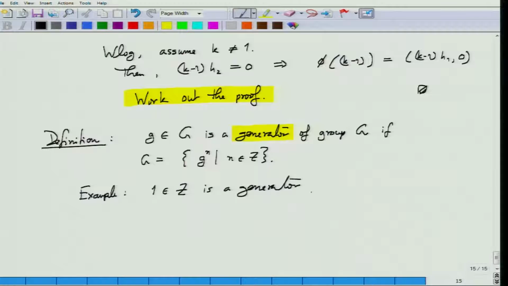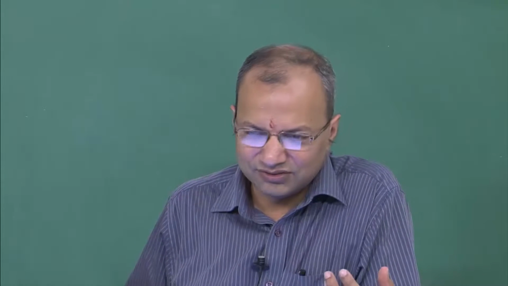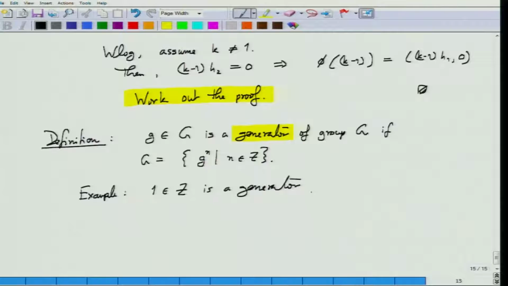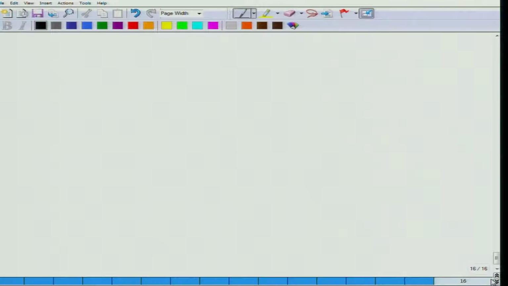Does Q star have a generator? One number whose different powers generate the entire Q star? No. On the other hand, 2 to the n, of course, has a generator, which is 2. So the existence of a generator is the difference, which is making Z indivisible, whereas Q star is not. And this observation can now be extended further to a more general definition.